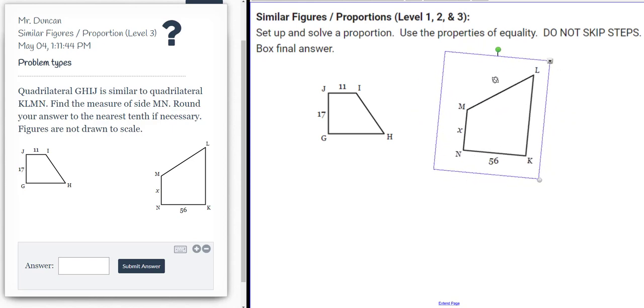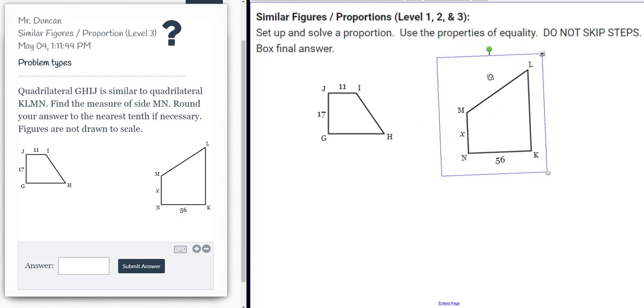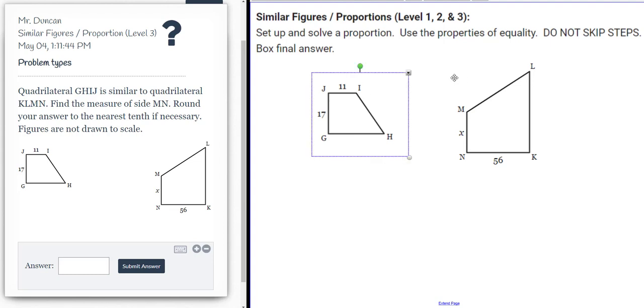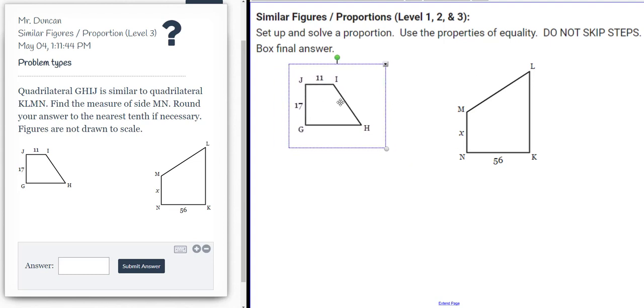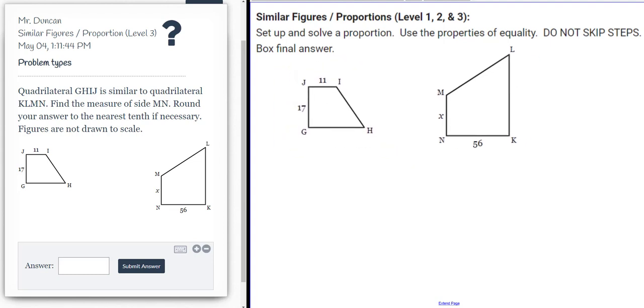I'm going to err on the side of caution, and I'm going to pretend that maybe it's a little bit harder for you to visually see what's going on. So I'm going to leave the figures the way that they are, and I'm going to show you another way that you can figure it out.